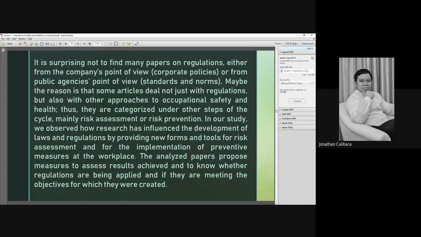Maybe the reason is that some articles deal not just with the regulation but also with other approaches to occupational safety and health. Thus, they are categorized under other steps of the cycle, mainly risk management, risk assessment, or risk prevention. In our study, we observe how research has influenced the development of laws and regulations by providing new forms of tools of risk assessment for implementation of preventive measures at the workplace. The analyzed papers propose measures to assess results achieved and to know whether regulations are being applied and if they are meeting the objectives for which they were created.